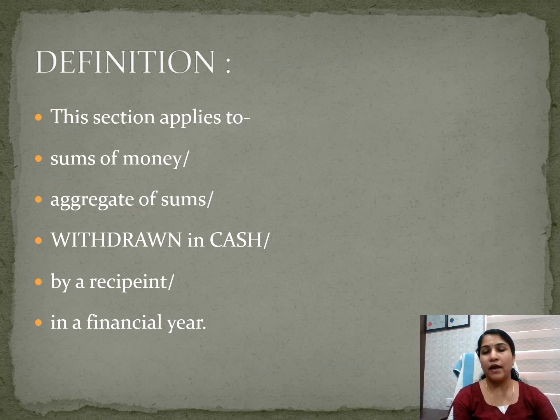Then the withdrawal has to be in cash, withdrawn in cash by a recipient. That is, the section applies on the recipient of money. The tax is being deducted from the recipient's amount. And the period has been reckoned to be a financial year. A financial year is from April to March. That is, this section applies to sums of money or aggregate sums withdrawn in cash by a recipient in a specific financial year.